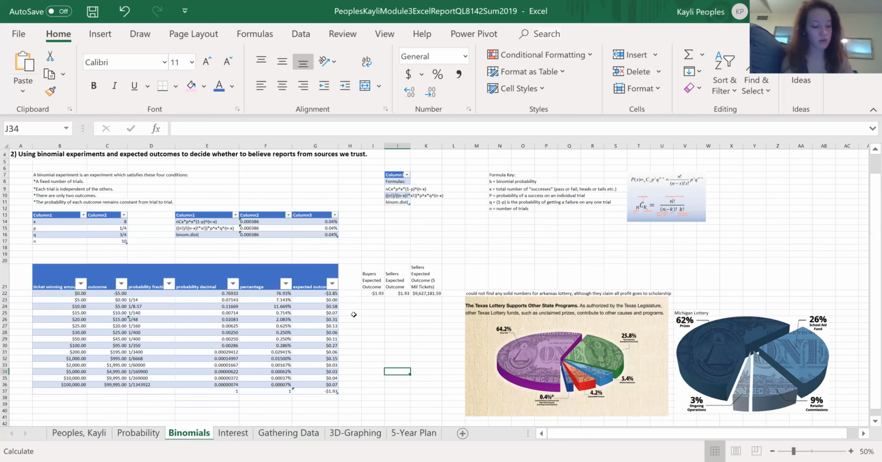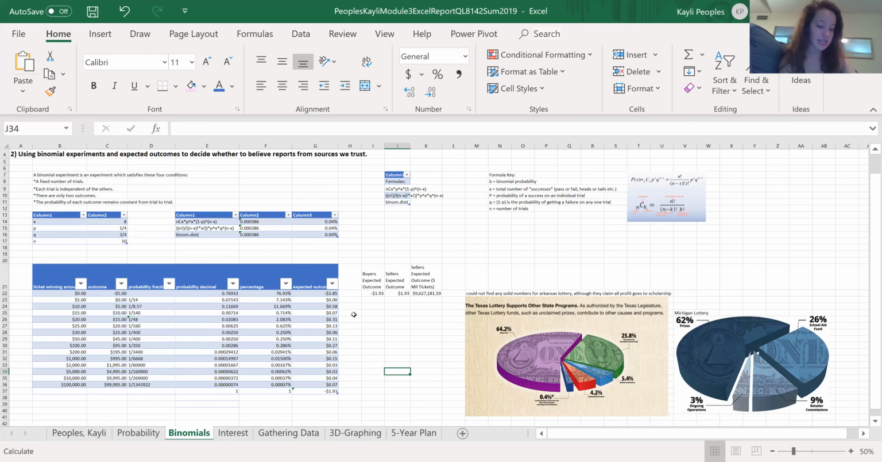So the overall buyer's expected outcome is negative $1.93. So if you went and bought a whole bunch of lottery tickets, you won some, you lost some, even if you won some good money, you're still likely to have lost $1.93.